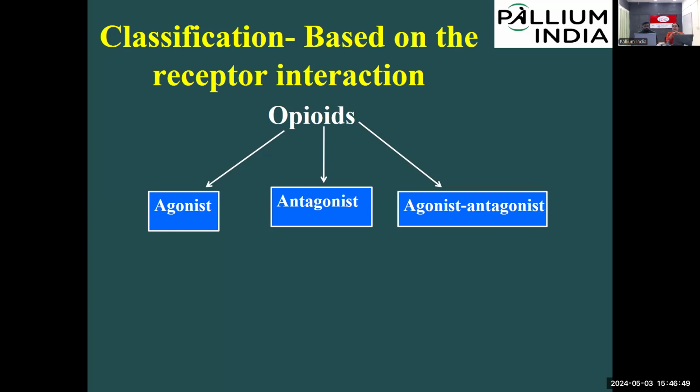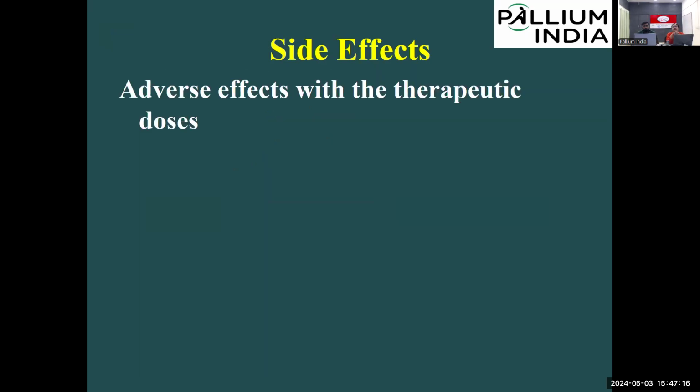So agonists bind with the receptor site and produce an effect, whereas antagonists bind with the receptor but do not produce any effect. They counter the effect of the agonist. And we have some drugs called agonist-antagonist. These drugs have agonist action at some receptors and antagonistic action at other receptors. So that is agonist-antagonist.